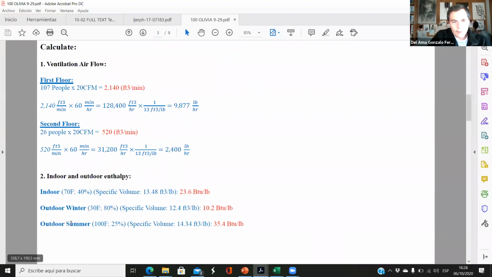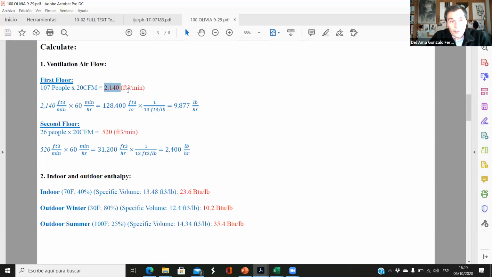We are working with winter. In summer, it's the same. We have to type 125 relative humidity, and that will be the enthalpy. Okay, so we have the CFM of the first floor. We need this CFM for the first floor and the second floor. And then you have calculated the pounds per hour.